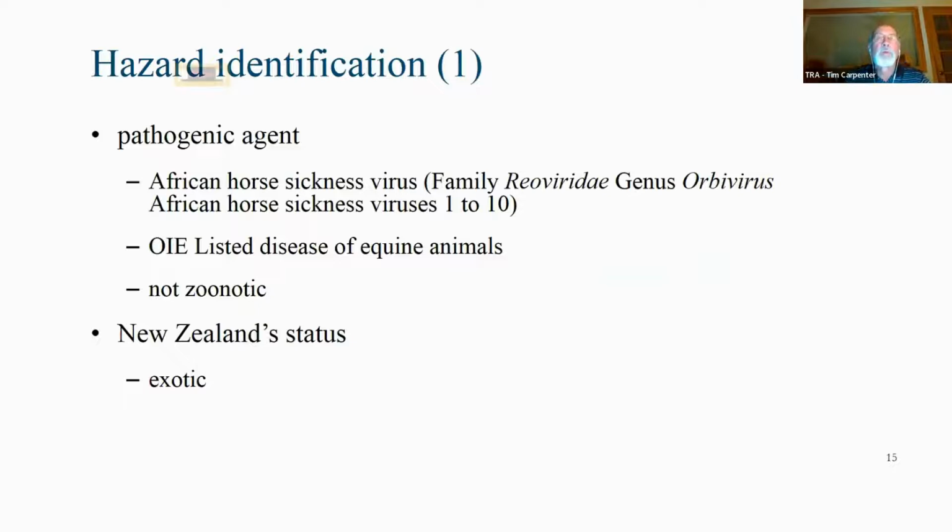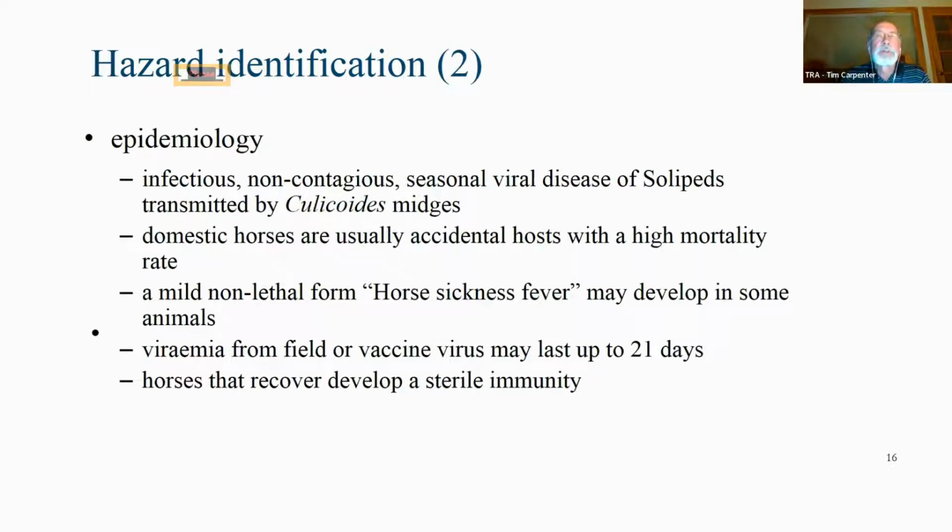Okay, so we've gone through the hazard identification and identified the hazard as the African horse sickness virus. It's an OIE listed disease of equines, and it's not going to affect humans. It's not zoonotic. And we're focusing on the country being New Zealand, where it is exotic to that country. It's not been there ever identified. So let's take a look.